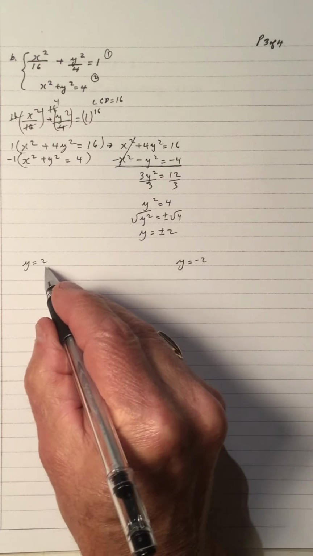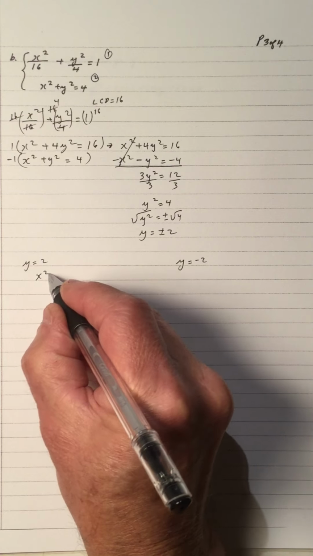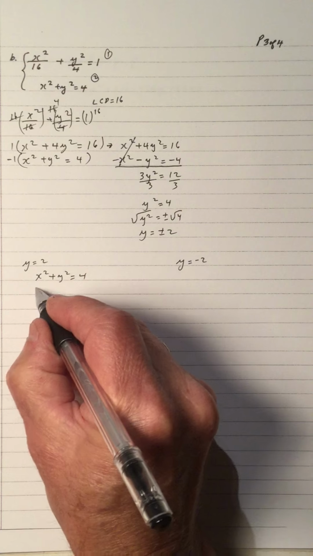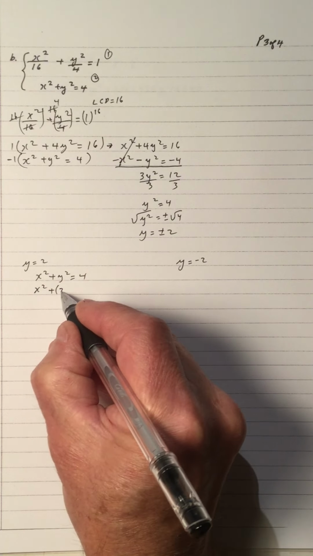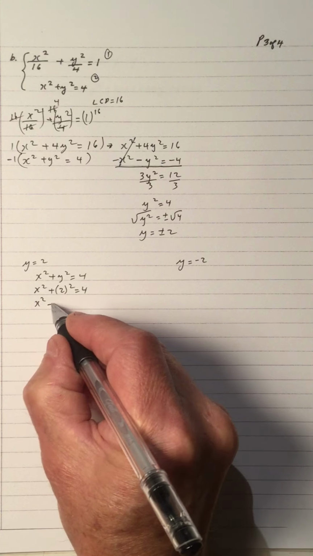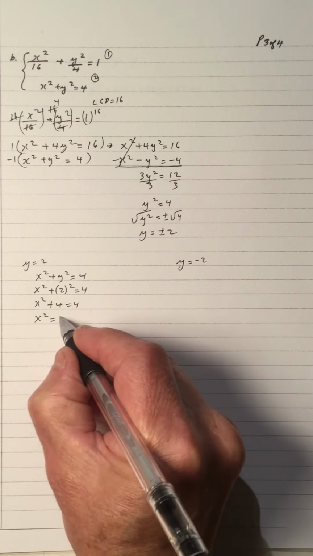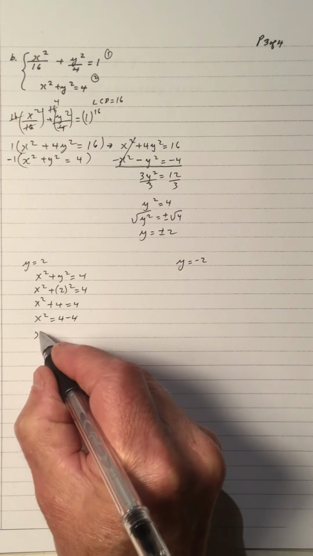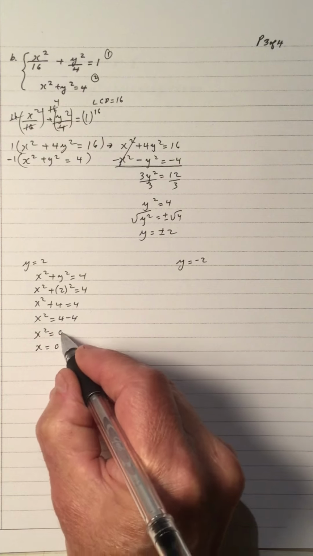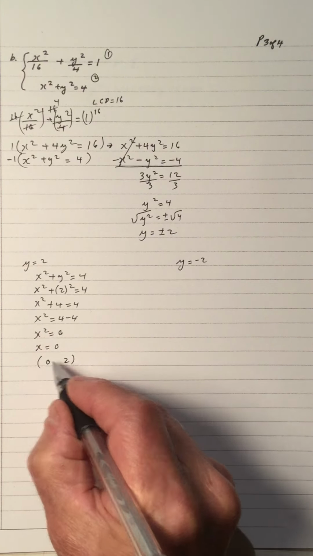So let's substitute y equals 2 into the circle. So x squared plus y squared equals 4. Y is 2, so we sub 2 in the place of y. And 2 squared is 4. X squared is 4 minus 4. X squared is 0. And the square root of 0 is 0. So when y is 2, x is 0.